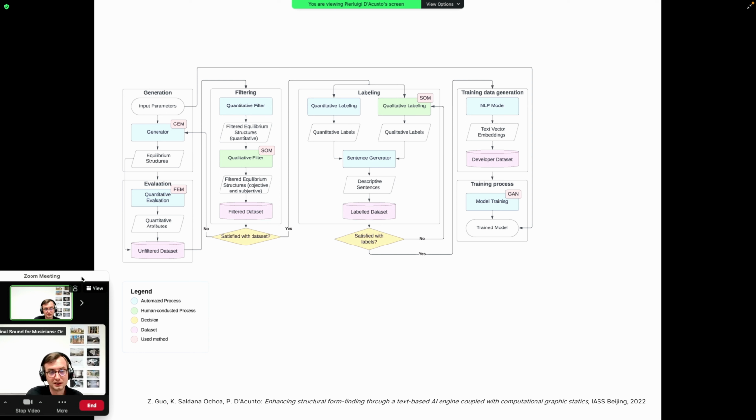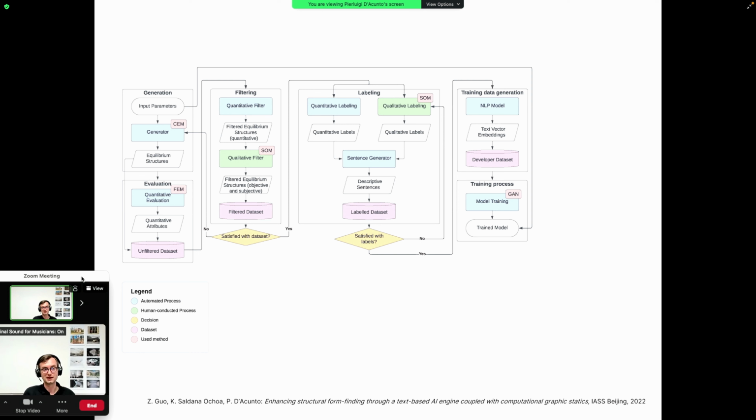And then this goes into the last part. We see here the training data generation, in which we use the combination between the vector of the structure with a paragraph describing the structure itself. Everything will be embedded into a natural language processing model that is able to create text vector embedding, so linking the two things together. And by doing this, we then introduce a GAN model that is training, and the trained model then can eventually go back and link the outputs with the input parameters.